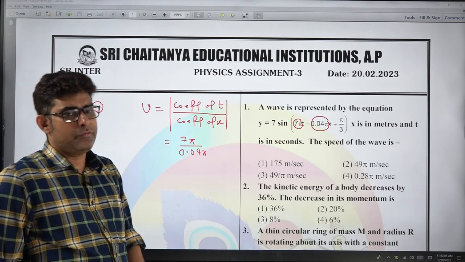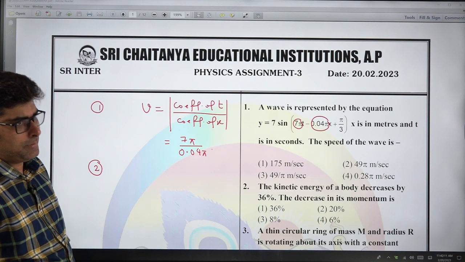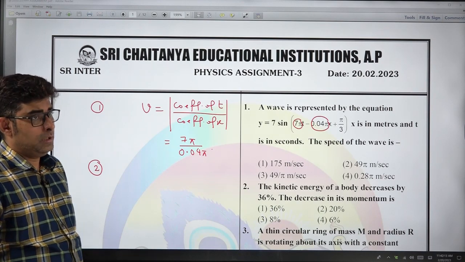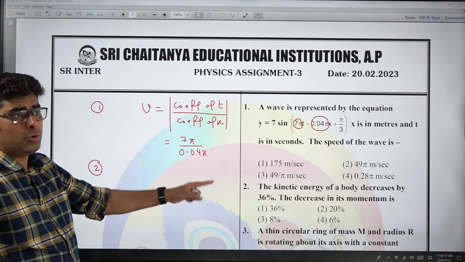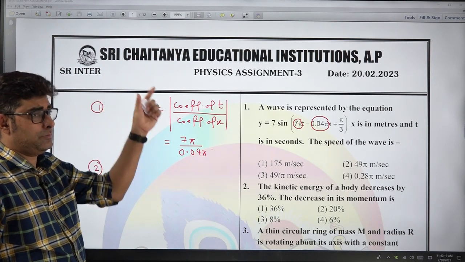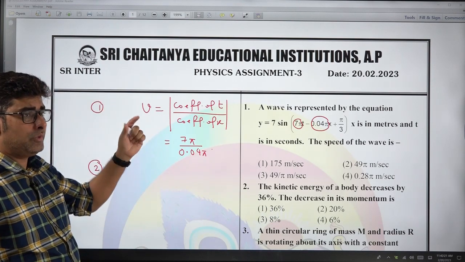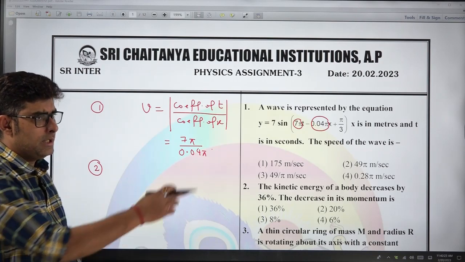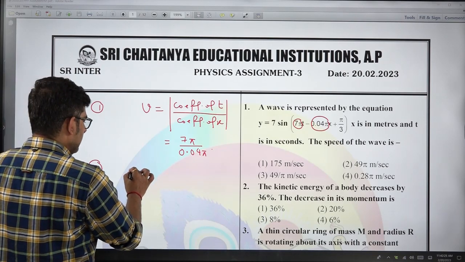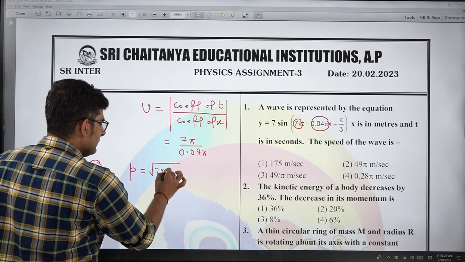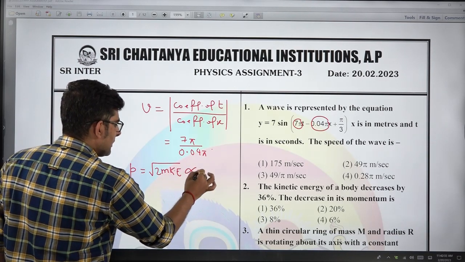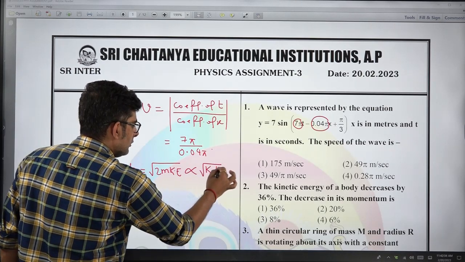The kinetic energy of a body decreases by 36%, the decrease in its momentum. Now you can see that the change is not a very small one. So don't go by that concept of finding changes using differentiation, just the normal way. Kinetic energy and momentum, how are they related? Momentum we know is under root 2mKE, so directly proportional to root K.